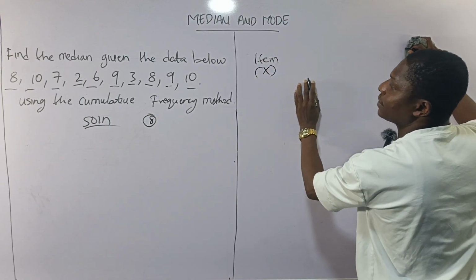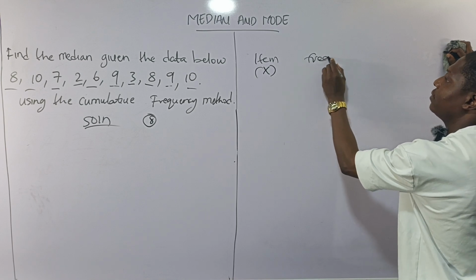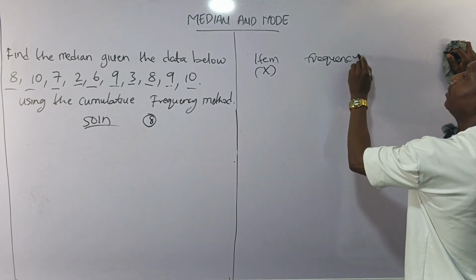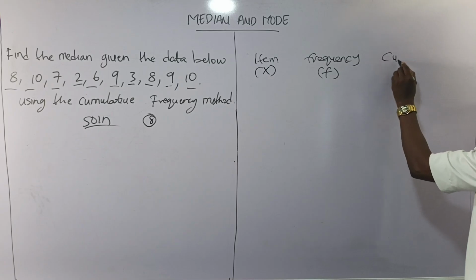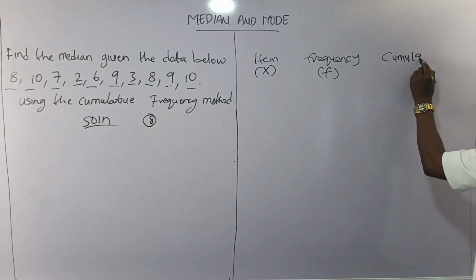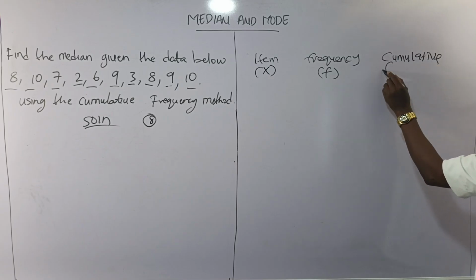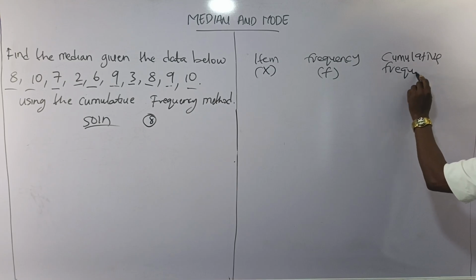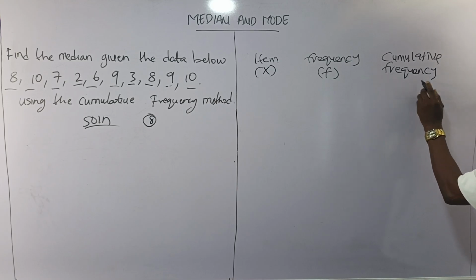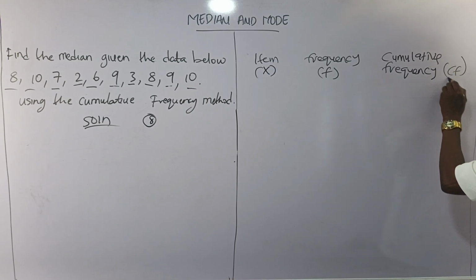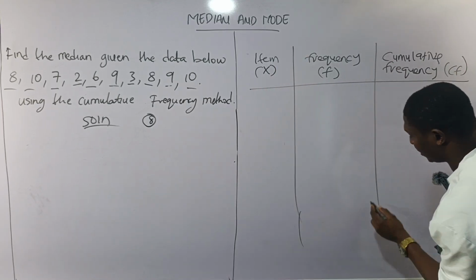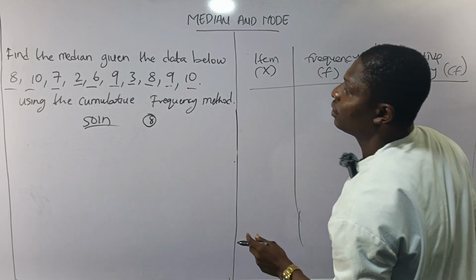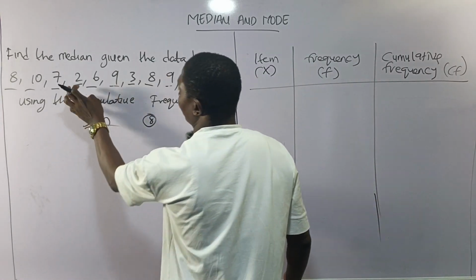Take it as X. Then we have our frequency, which we take as F. And I have our cumulative frequency, which can be taken as CF. So we have this. We need 3 columns for it. Now, I have to write it again.